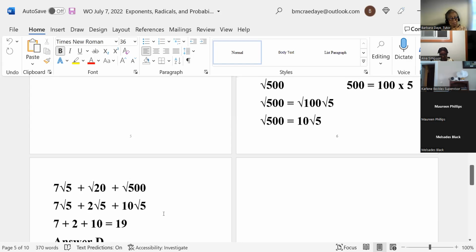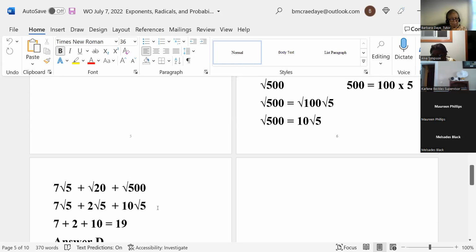19 times. So you're going to multiply 19 five times to get 500? That's what you're saying? No. I'm saying we took the 500 and factored it into two radicals. One had a perfect square root. The square root of 100 is 10. So the square root of 500 became 10 times the square root of 5, right here.